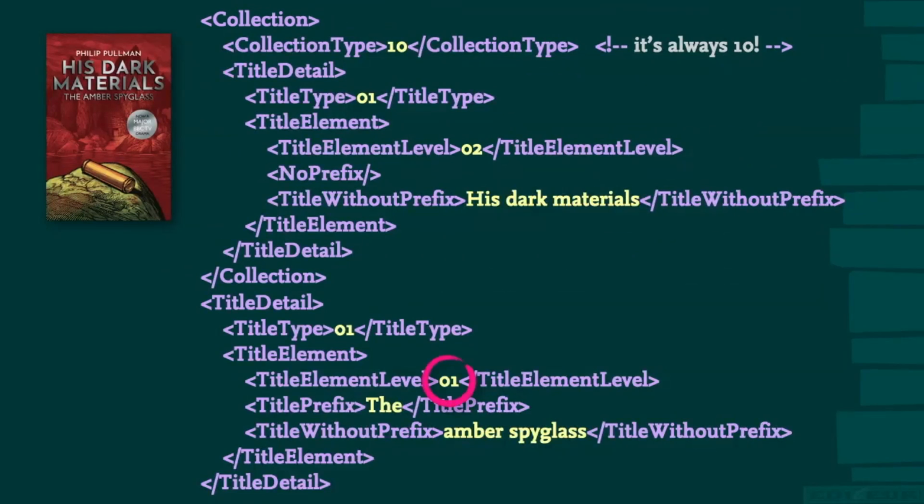Now, note the title of the book itself has a title element level code 01, whereas the shared identity, the collection title, has a title element level of 02. It's the element level that's important to tell the title of the book apart from the title of the collection. And just as an aside, you can also see I've used title prefix and the empty no prefix tags within the title elements so the titles of the various books can be sorted alphabetically.